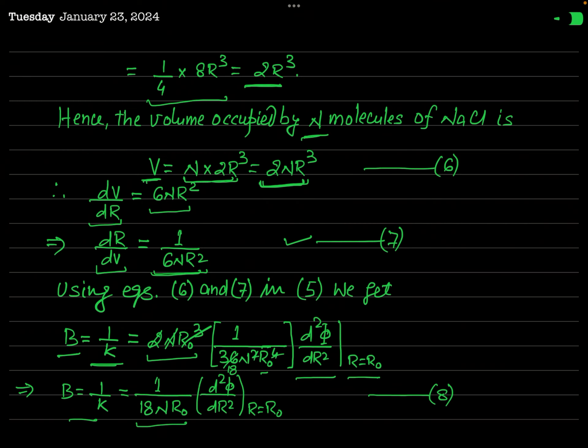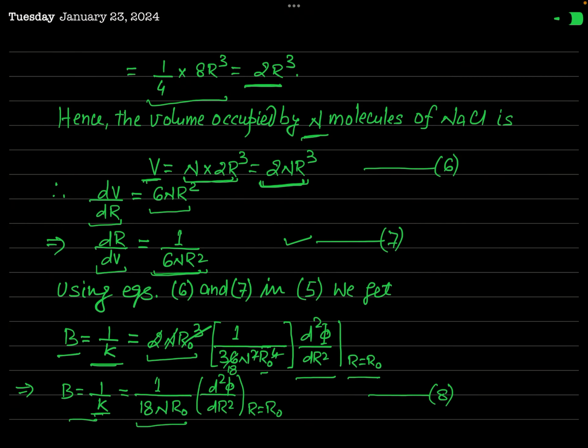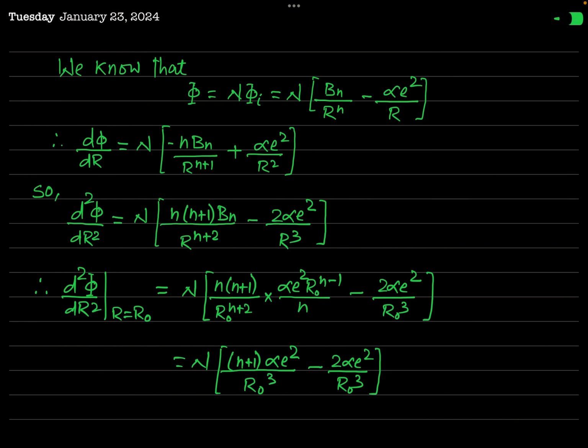This is actually our expression for the bulk modulus of elasticity of the NaCl crystal, or the reciprocal of the adiabatic compressibility K for that crystal. Okay. Now we will find the value of d2 phi by dr square in equilibrium condition, and for this you have to recall some of the previous results. What I am going to write here, you have already studied in my previous lecture on calculation of binding energy of ionic crystal.